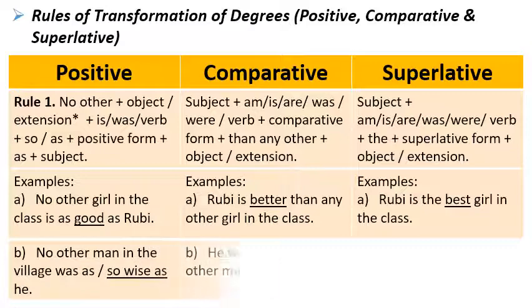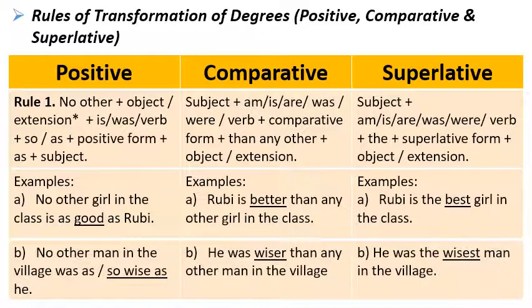So let us see one more example. No other man in the village was so wise as he. So when you convert into comparative degree, the same sentence will be, he was wiser than any other man in the village. And in superlative degree, the sentence will be, he was the wisest man in the village. So you have to use the forms of degree, and then you have to use the structure. As per the structure, you have to change the sentences.